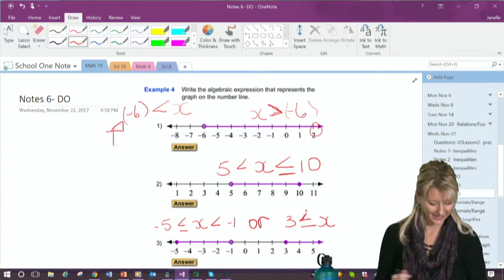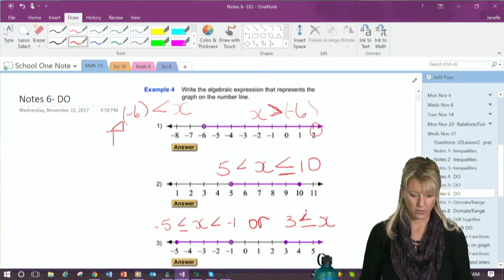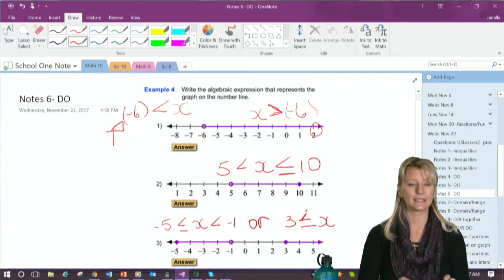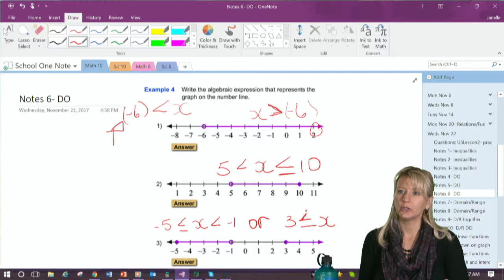Gotcha. Okay. All right, so any questions on these that you guys had to do? I'm confused on how you would know what is less than or greater than the x.